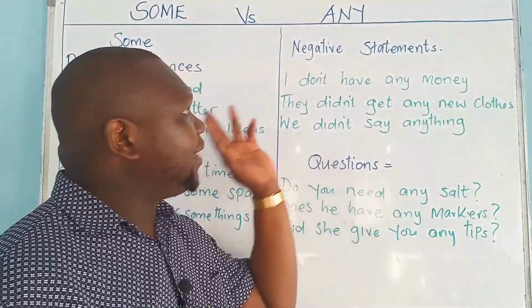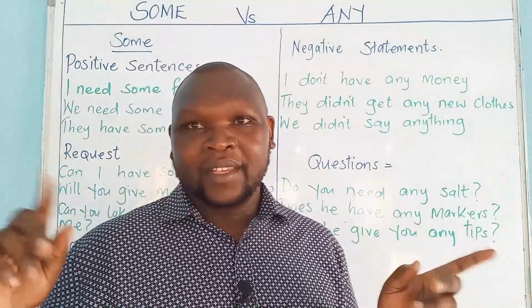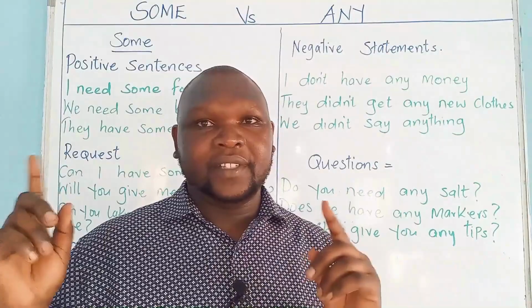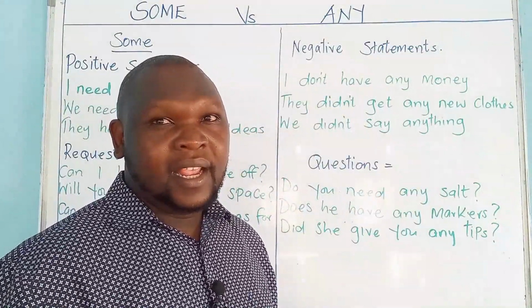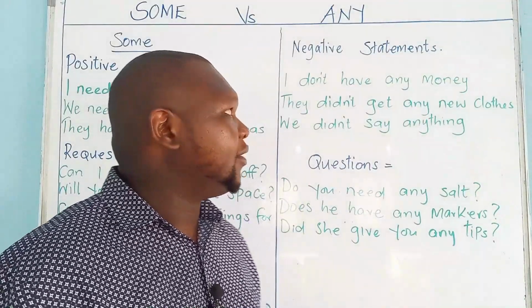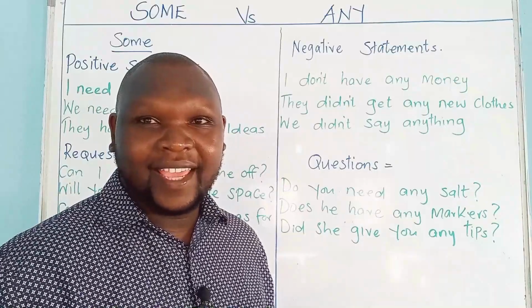So any, use any with negative statements, contrary to some. Some is used for positive statements, but any for negative statements. Let me give you a few examples. The first example, I don't have any money.